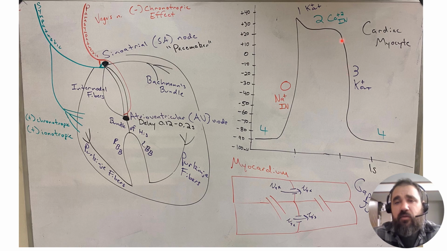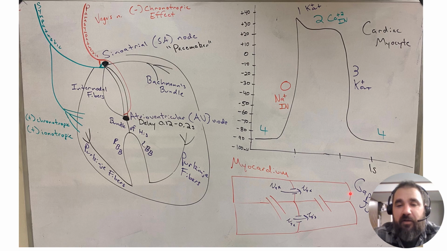Then in phase 3, right here, what happens? Calcium channels close and potassium continues to move out. So potassium channels open at the beginning of phase 1. Then phase 2, calcium channels open, so calcium rushes in. Then calcium channels close, potassium continues to move out, and we repolarize in phase 3. So this is all the phases 0, 1, 2, 3, 4, where the nodal cells don't have phase 1 and 2 because they don't have a plateau phase.